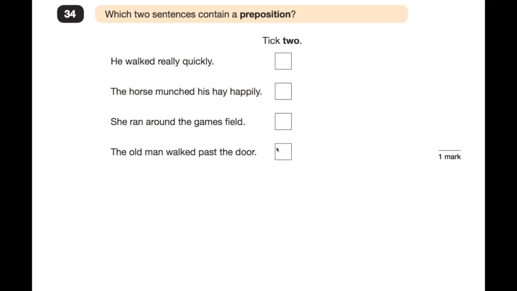So if we look at the first two, he walked really quickly. There isn't anything in there that tells us where. The horse munched his hay happily. Again, it doesn't say. She ran around the games field. Well, around is the preposition, so that's one. It does say tick two, so there must be another one. In this case, it's the last one. The old man walked past the door. So we have past and around as our prepositions.